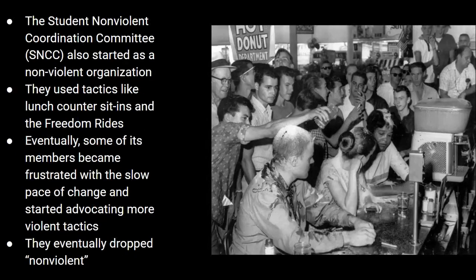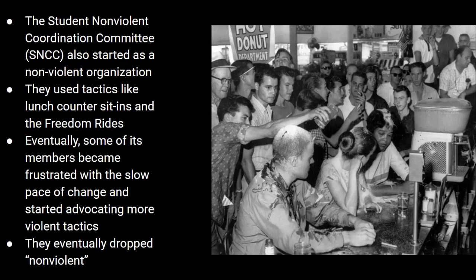Other groups like the Student Nonviolent Coordinating Committee also started as nonviolent organizations. They would do things like sit ins. This picture is a sit in where students of different races would go in together to a place that only served whites and order food. And in this picture here, you see them being attacked by people pouring their drinks over their heads, salt shakers, mustard, ketchup, spitting at them, cussing at them, and a couple of these students even had cigarettes put out on the back of their neck.